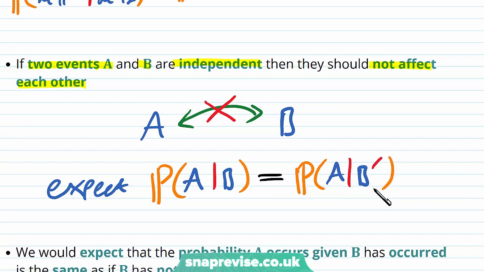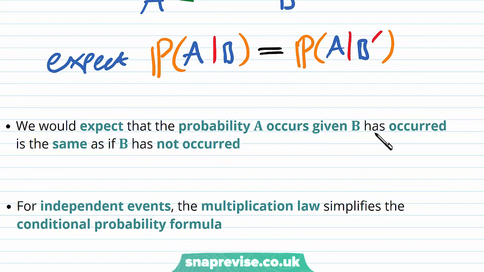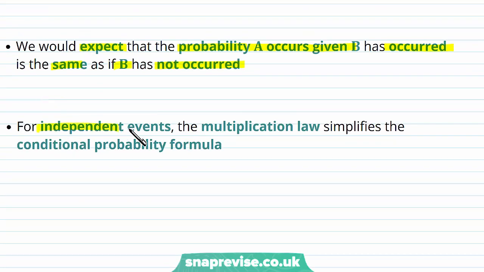We should expect this to occur just by thinking about what this says. The probability of A happening given that B happens must be equal to the probability that A happens given that B does not happen, i.e. B happening or not has no impact on A happening. We would expect that the probability of A occurring given B has occurred is the same as if B had not occurred. For independent events, the multiplication law simplifies the conditional probability formula.